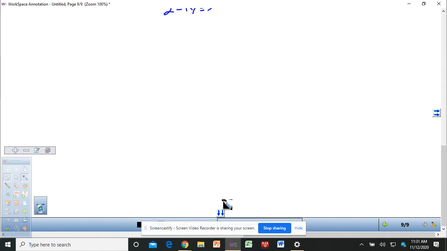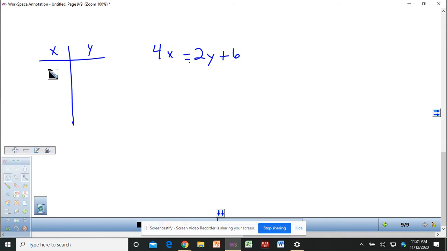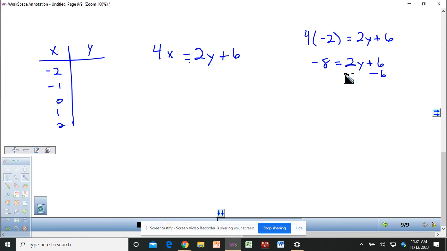Okay, let's try one more difficult-ish one. Let's go 4x equals, sorry, not plus, equals 2y plus 6. And then I'm going to make my points. X, y, -2, -1, 0, 1, 2. So 4 times -2 equals 2y plus 6. -8 equals 2y plus 6. So I'm going to subtract 6 from both sides. -14 equals 2y. Divided by 2, so y is -7.